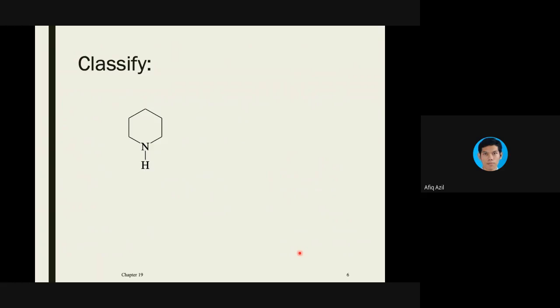So for example, let's try to classify these two compounds. If you look at the first structure, do you think it is a primary, secondary, or tertiary amine? What is the classification for the first compound? Anybody want to try? You have N over here, bonded to one hydrogen. And what is on these two sides? You have one carbon and another carbon. So that would make this compound secondary, primary, or tertiary?